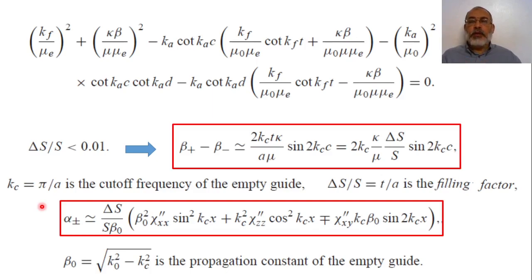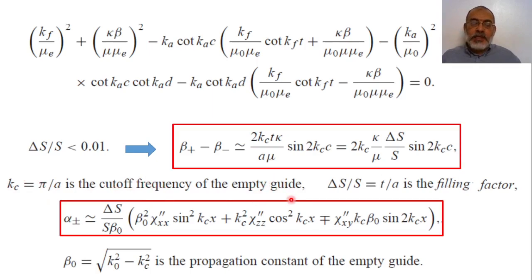Effectively, by using the perturbation method or by applying a Taylor series for very small values of t, we can get an approximate solution for the values of beta plus and beta minus. In this case, the difference between the propagation constant in the forward direction and in the backward direction, beta plus minus beta minus, would be nearly 2k cutoff multiplied by the thickness t multiplied by kappa over A, which is the width of the waveguide, multiplied by mu multiplied by sine 2k cutoff multiplied by c, where the value of k cutoff is the cutoff frequency of the empty waveguide.